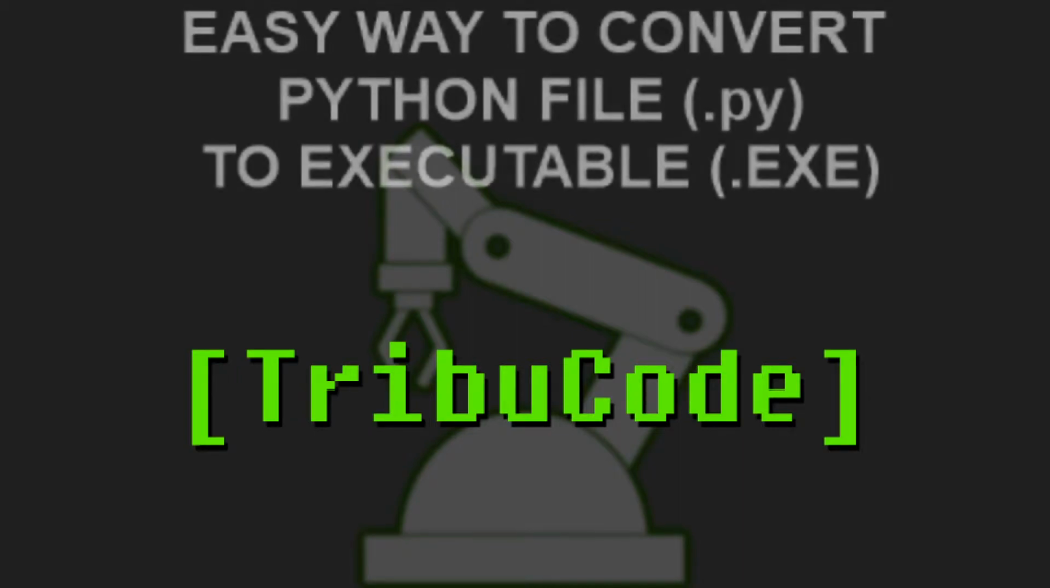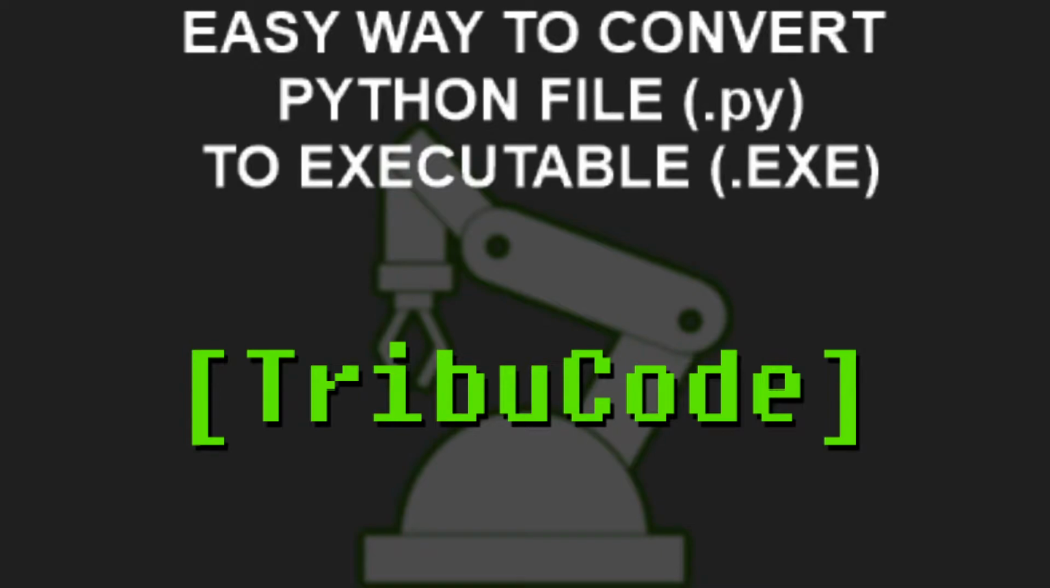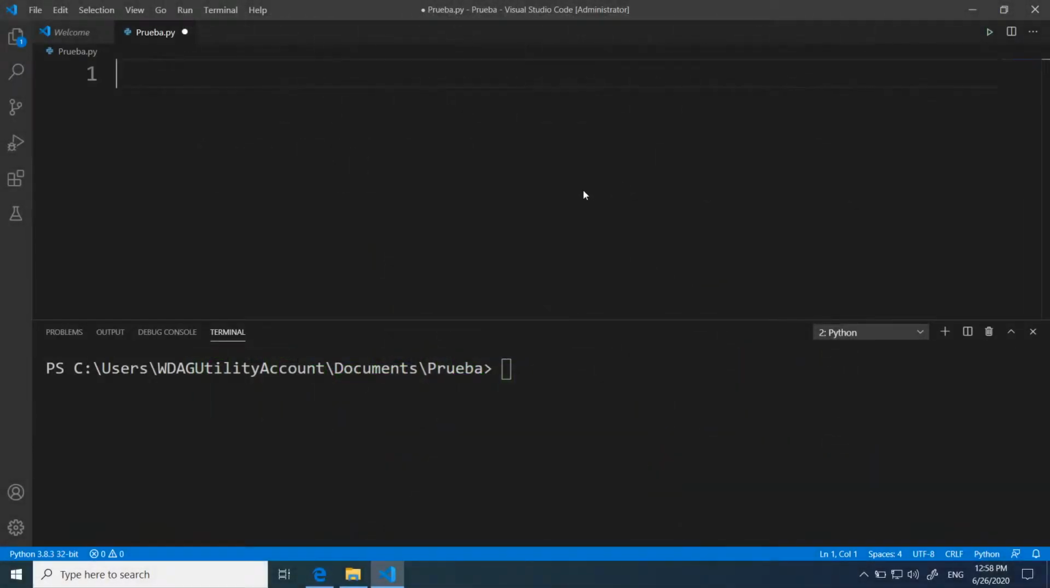In this video I'm gonna show you an easy way that you can convert Python files .py into .exe. Okay, so all I want to show you is we're gonna create a small program which is gonna move the mouse around the screen, and then we're gonna create a .exe that you can export to other PCs and you can easily use.